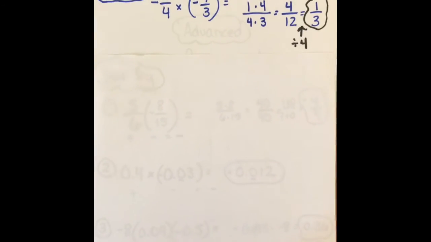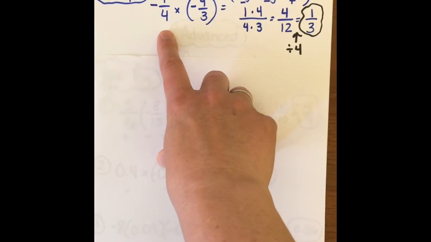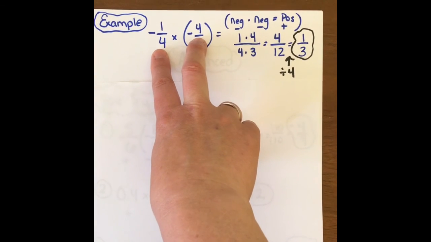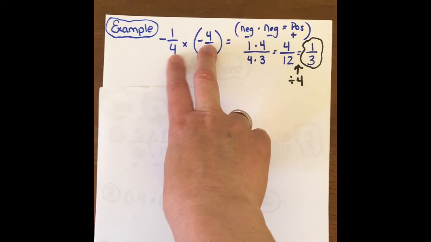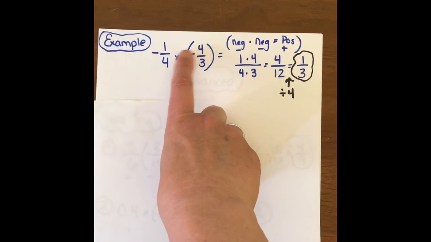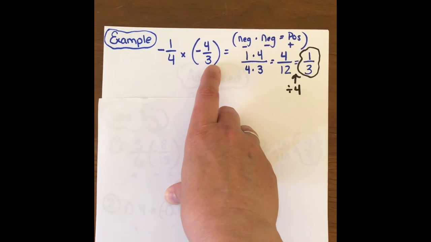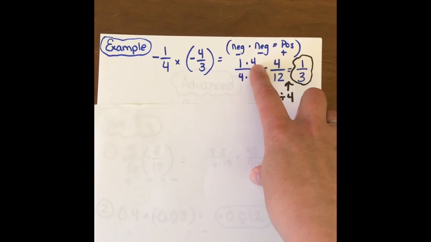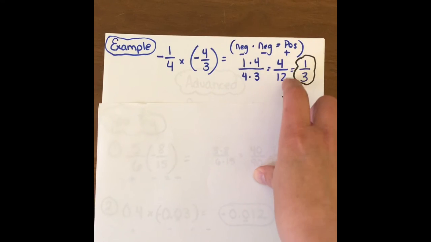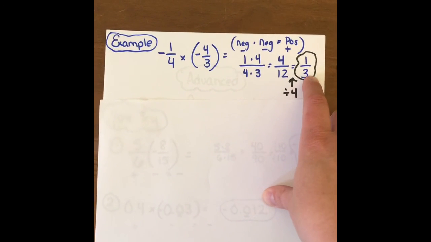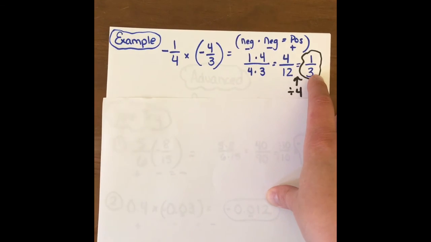Let's look at another example. We have a negative 1/4 times a negative 4/3. Right away I see 2 negatives. I know that my answer is going to be positive. Remember, when you multiply fractions, you multiply across the top, multiply across the bottom, or you could do some cross canceling. So I just did the 1 times 4 and 4 times 3. I got 4/12. And you can divide by 4 on top and bottom to get a simplified fraction of 1/3.